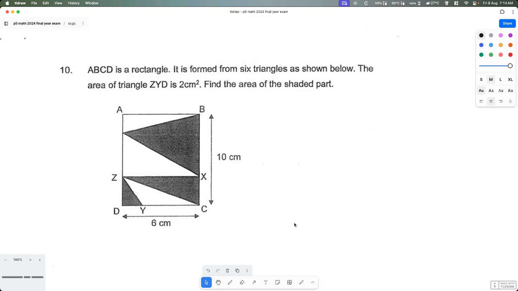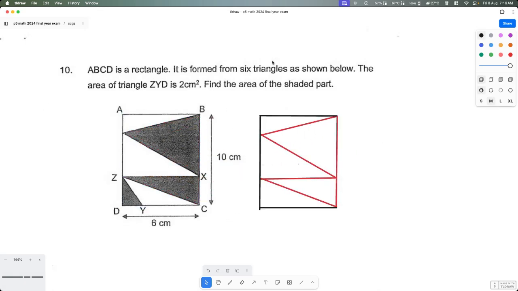Question number 10. So it says here ABCD is a rectangle. It is formed from 6 triangles as shown below. The area of the triangle ZYD, which is over here, is 2 centimeters. Find the area of the shaded part. Usually from here, if you see these kinds of triangles inside a rectangle, so if I were to show you a little bit more clearly, in essence any triangle with the base that is completely filled like this is always half of the rectangle.